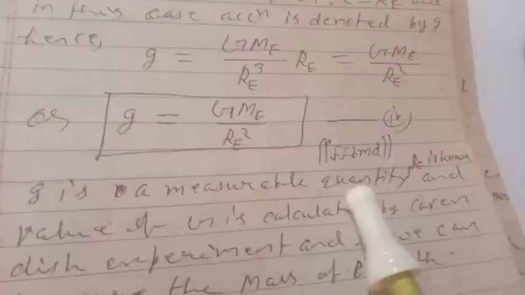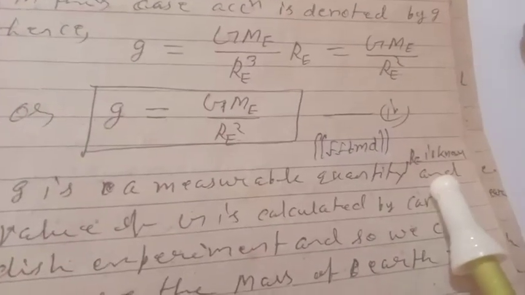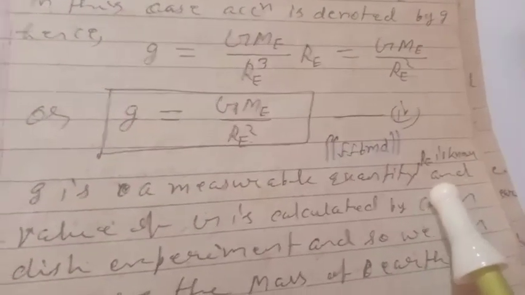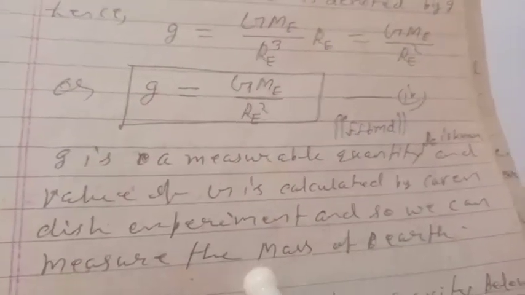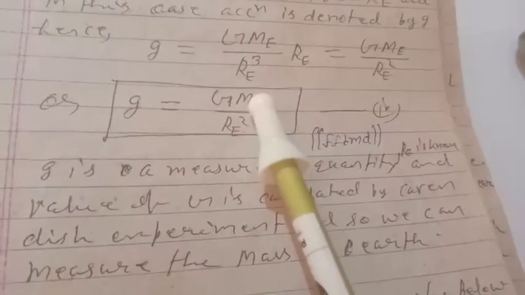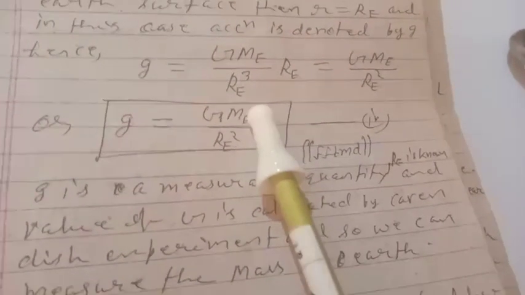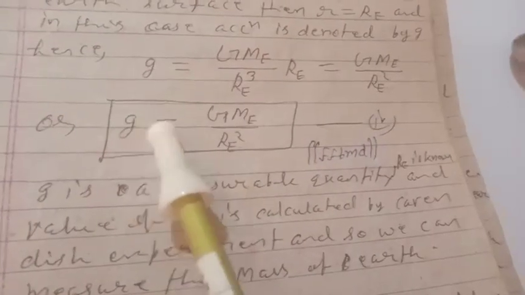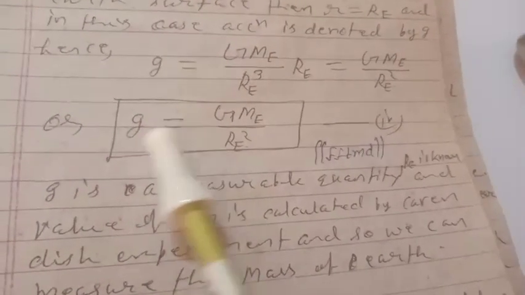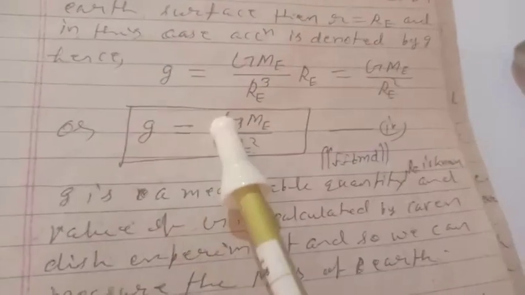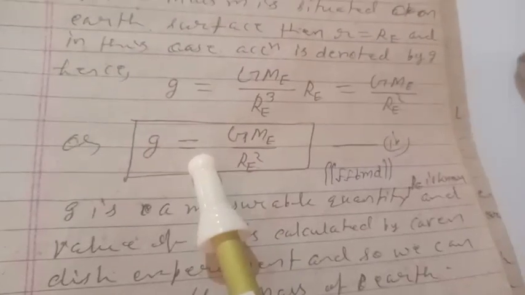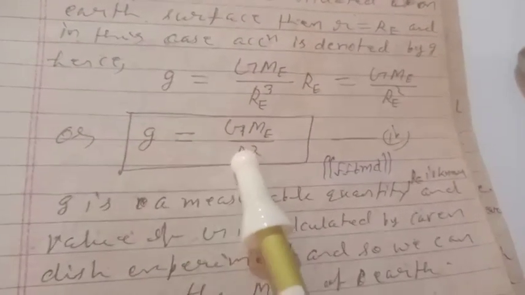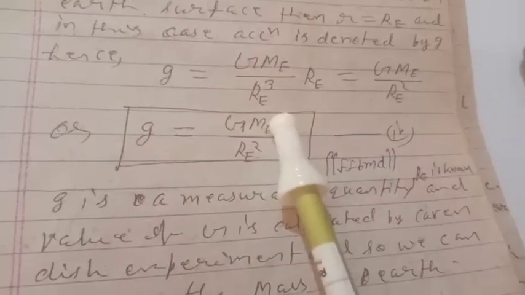G is a measurable quantity. Re is known, that is, the radius of earth is known, and the value of G is calculated by the Cavendish experiment, so we can measure the mass of the earth. From this formula we can also measure the mass of earth, because g can be measured on the surface with an experimental setup, and we know the value of G by the Cavendish experiment, and we also know the value of Re, so Me can be calculated using this formula.